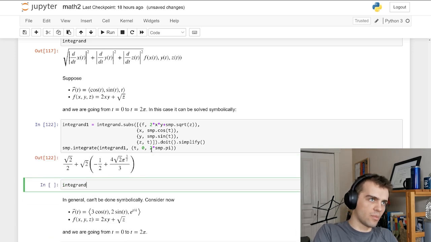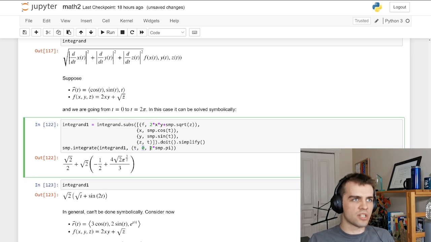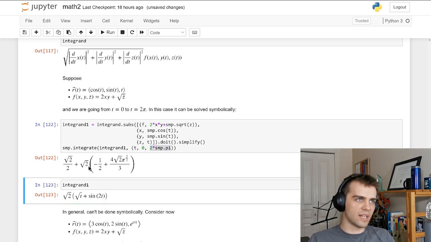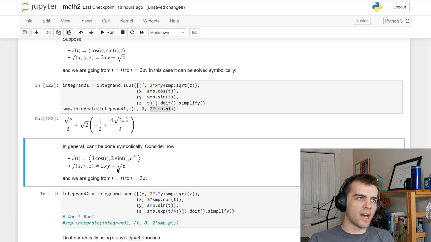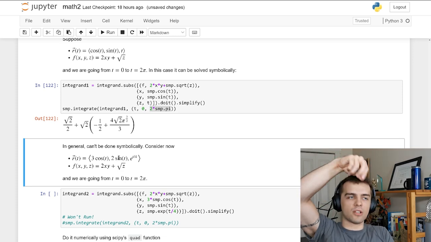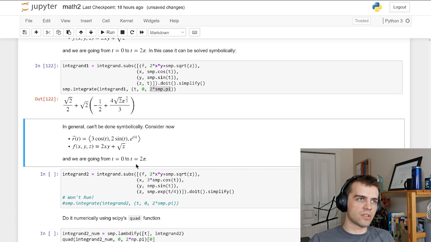So if I just look at integrand 1, it's just an expression like this, which I integrate from t goes from 0 to 2 pi. And that's what I get that comes out here. Now, in general, of course, this can't be done symbolically, because here's another path r of t. It's no longer that helix. It's something a little bit more complicated. Same f of x, of course, and I'm going from t equals 0 to 2 pi.